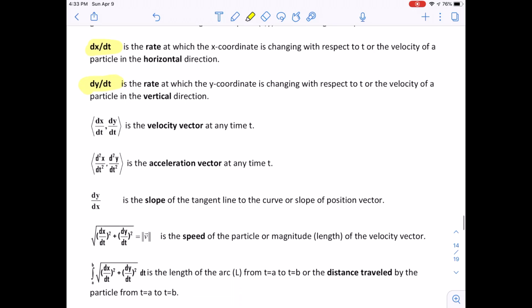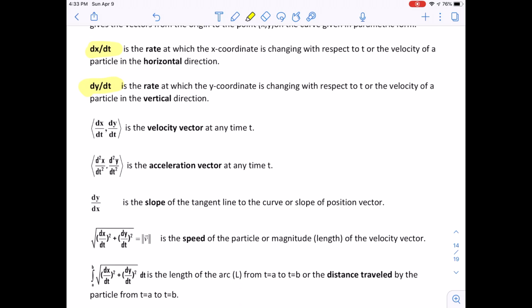And if you want to write the velocity vector, you're just going to write it almost like a coordinate point like this, with these little symbols right here that signify that we are writing a vector. And so you have your horizontal component and your vertical component. Likewise, your second derivative with respect to time is going to be your acceleration vector. You're going to do the same thing, keeping the horizontal and vertical components of your acceleration separate.